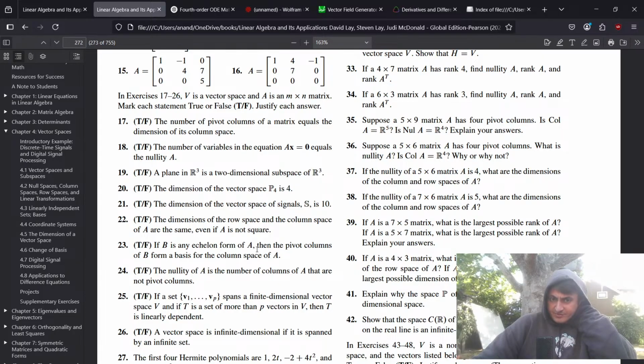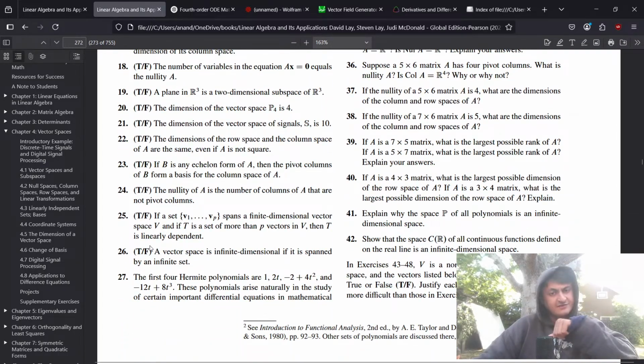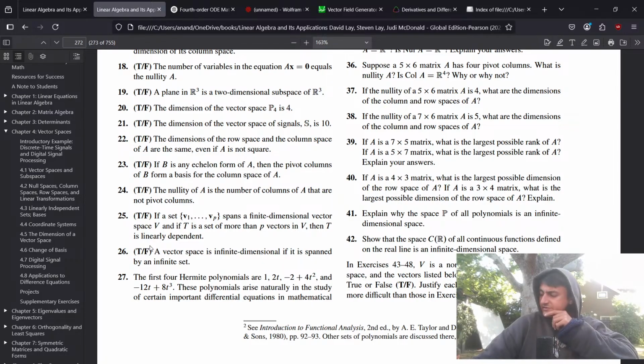If a set v1 to vp spans a finite dimensional vector space V, and if T is some set of more than p vectors in V, then T is linearly dependent. That's true. 26. A vector space is infinite dimensional if it is spanned by an infinite set. That's false. That doesn't make any sense.